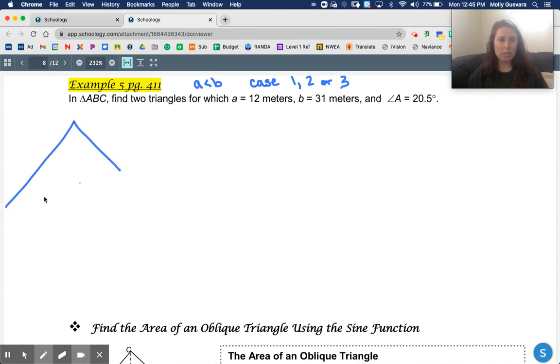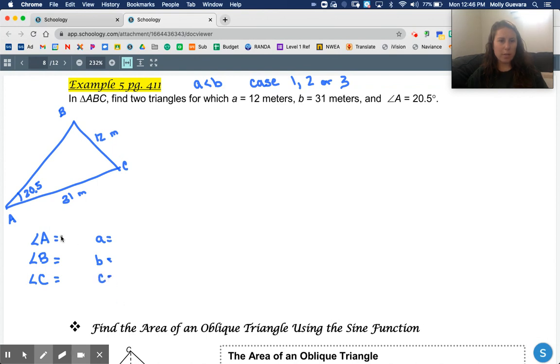So I'm going to draw it because, again, I'm a visual person. So A, B, and C. Angle A is 20.5. Side A is 12, side B is 31. Oh, and don't forget units. Okay, and I want to know what is angle A, what is angle B, what is angle C. And then I also want to know what is side A, side B, and side C.